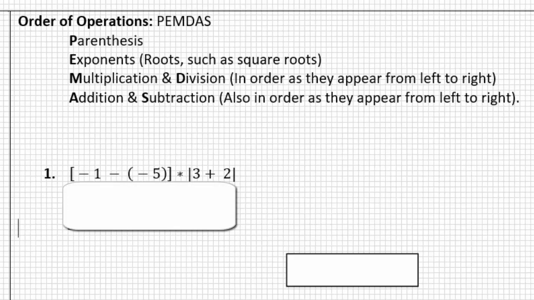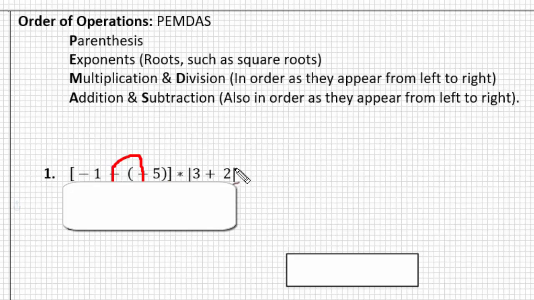So I want to remind you to use the snow cone method and take it one line at a time. So I'm going to start with this first set of parentheses, -1 subtract -5. This might be a good time to review: we're subtracting a negative, so we could think about this as that horseshoe method. So it really becomes -1 plus 5, which is going to give us a +4.